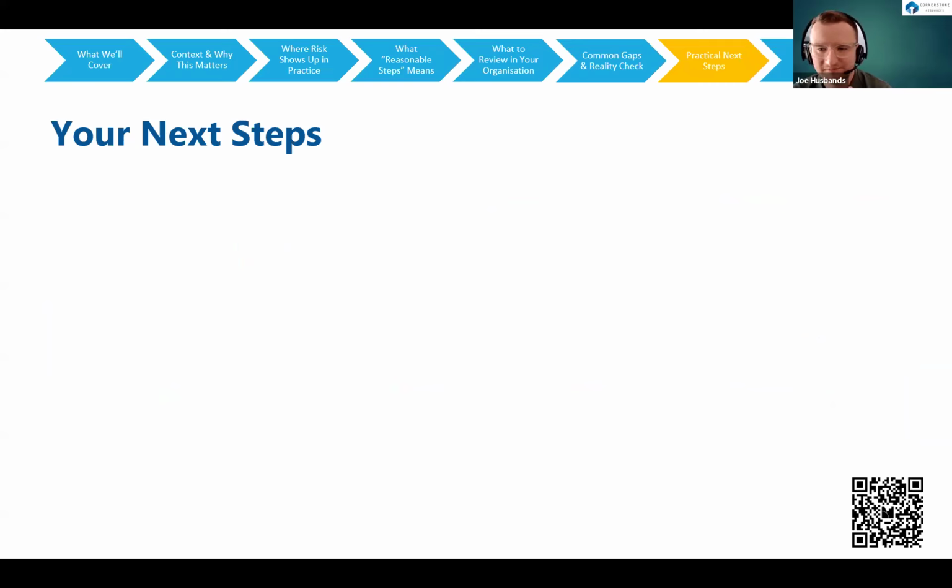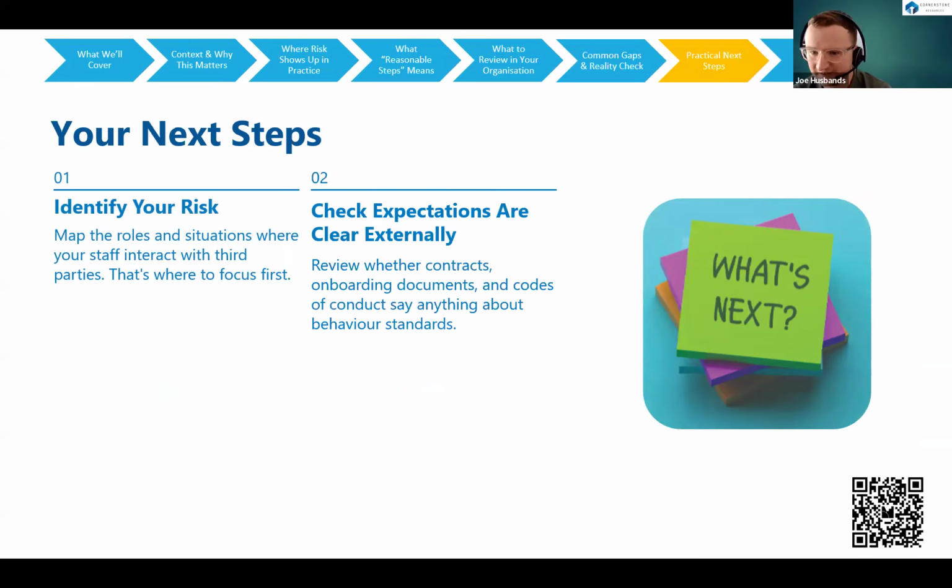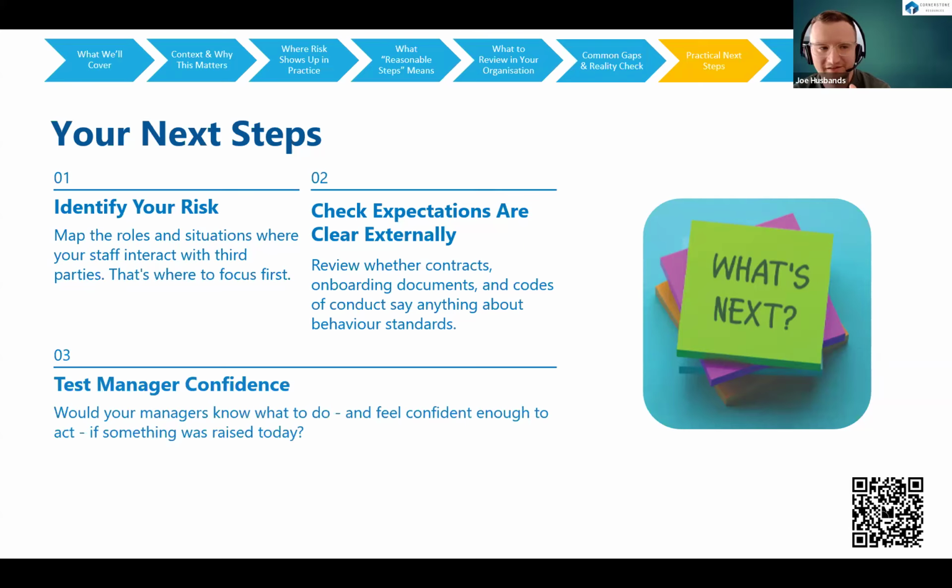Now just looking at next steps, and I'd like to keep it simple, really. The first one is identify your risk: map out where your people interact with third parties, where issues are most likely to arise. Second, check expectations are clear externally. Do your contracts, onboarding materials, codes of conduct, anything where you have behavior standards, are they really clear for your third parties? And third, test manager confidence as well. So if something happened today, would your managers know what to do and feel confident enough to act?